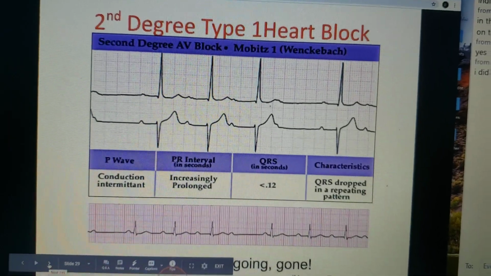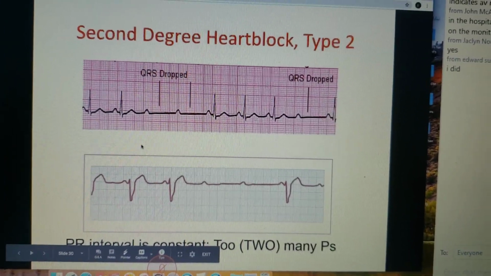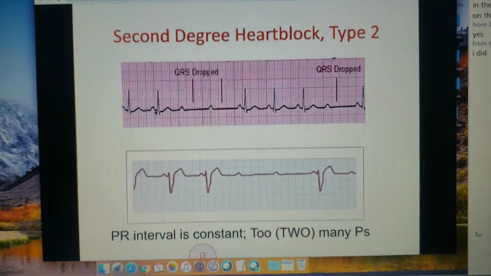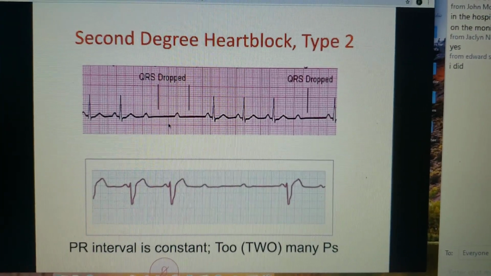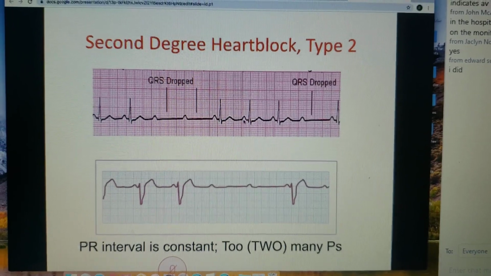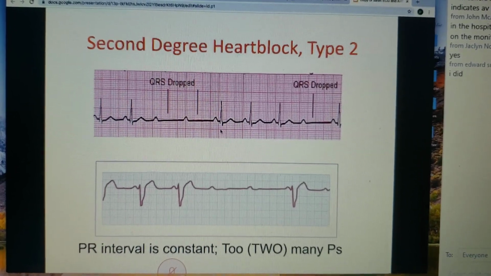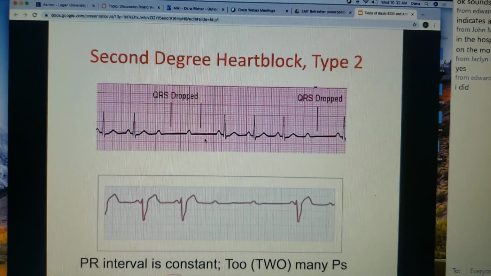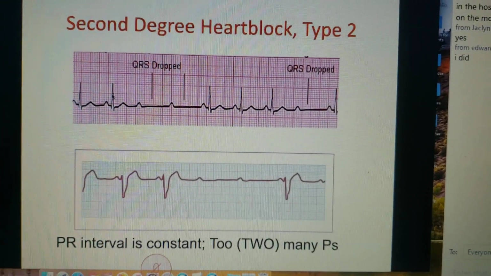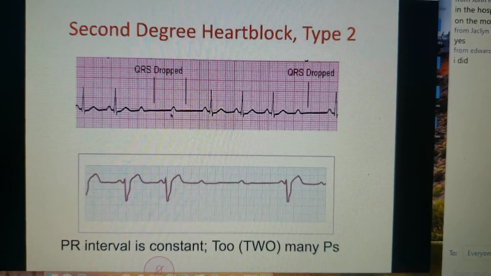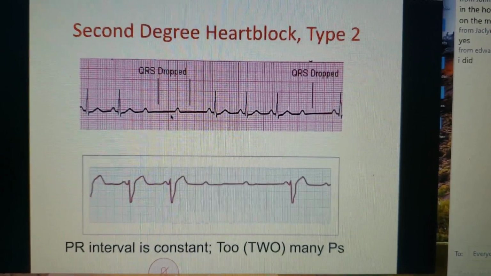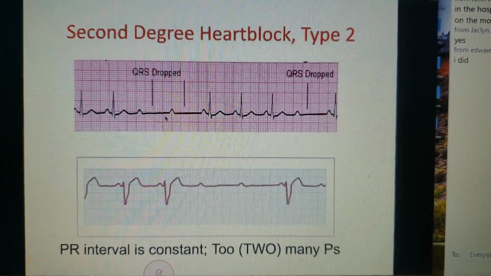Second degree type 2: the PR interval is consistent, but it drops a complex. So every once in a while there's a block where it just doesn't allow the signal to get down to the ventricles. Your PR interval is consistent and within normal range, but then you end up having a P wave without a QRS. So it looks like a normal rhythm, but then you see these P waves without a QRS, and that's because there's a block there. That's a second degree type 2. That's a higher degree block.